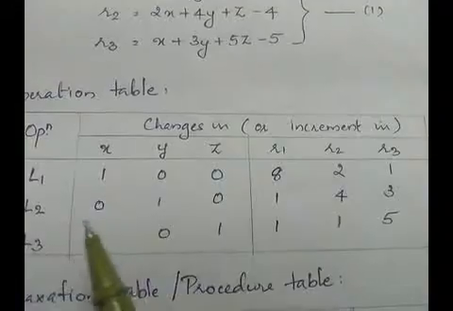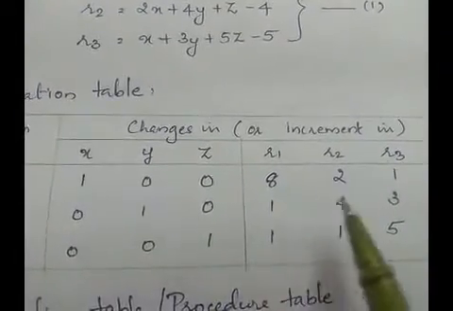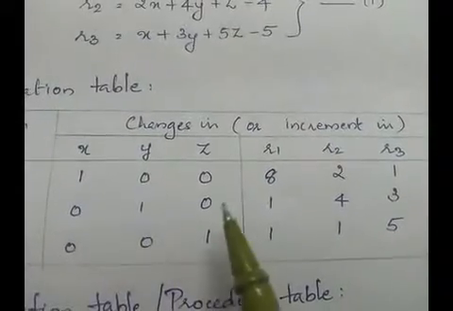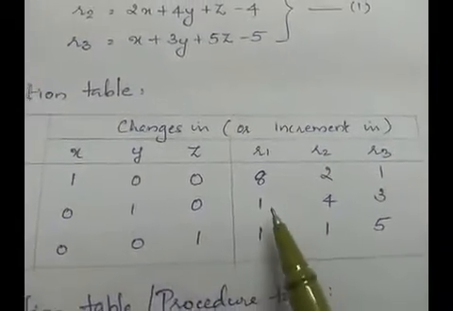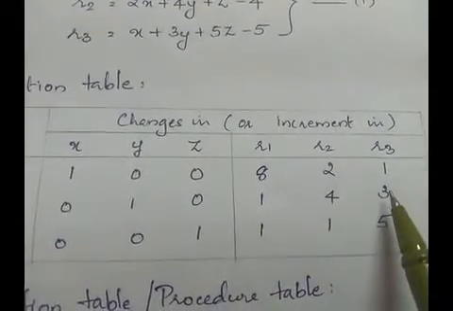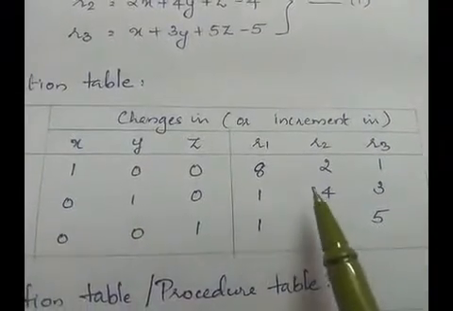In the second row, it's shown what the changes in the residuals are for a unit change in y. So for a unit change in y, keeping the others constant, you can see that R1 changes by 1 unit, R2 by 4, and R3 by 3. That means for a unit change in y, the maximum change is for R2.